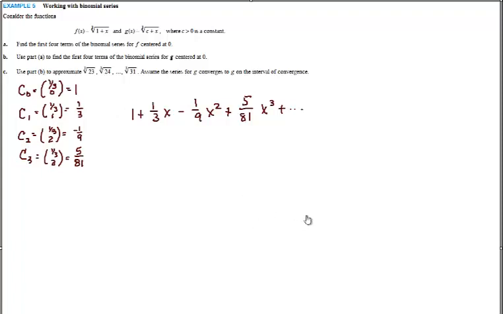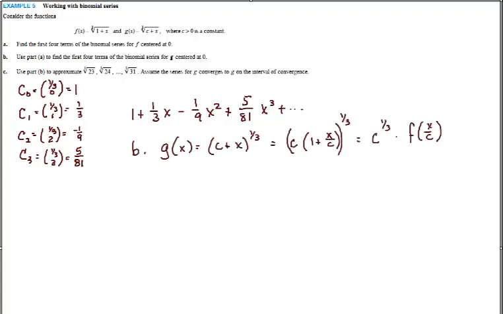Use part A to find the first 4 terms of the binomial series for g centered at 0, where g is just some constant. So let's go ahead and write down what that g looks like in terms of my x with a c. Alright, so what I've done here is just pulled out the c so that I could write my function as function composition, and then I wouldn't have to do a whole new series. I could just look at this as my g of x being equal to what my f of x was, but replacing those x's with the x over c right in here.